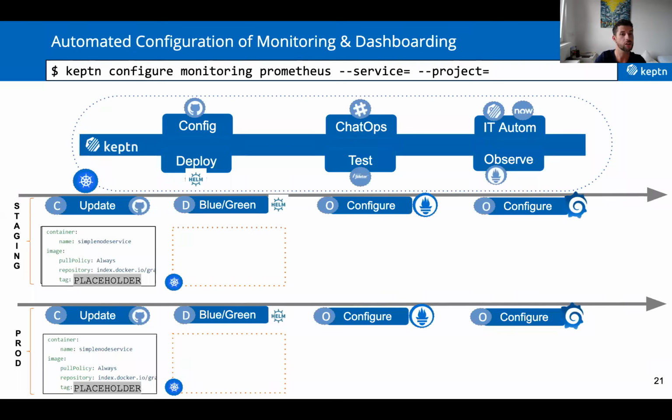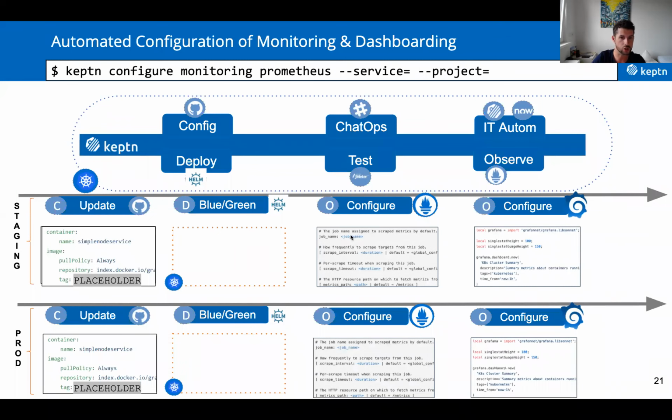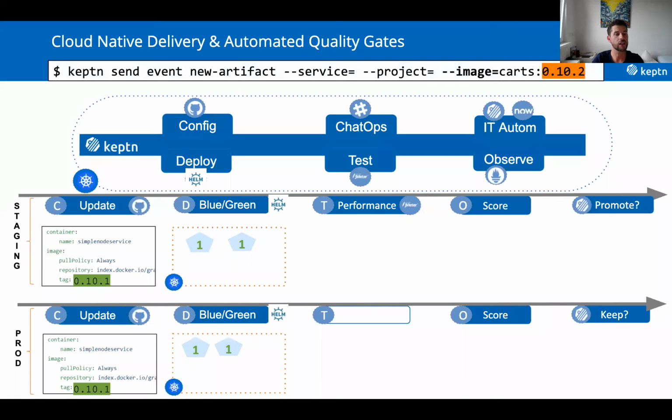Keptn can then configure the monitoring provider based on SLI and SLO files. So you will also add the SLI and SLO files that I've shown you before to the Git repository. And with this, Keptn will then create and generate the scrape jobs, all this configuration, also for Grafana. And finally, you can deploy an artifact. With artifact, I basically mean a new microservice, or a new version of a microservice, by just referring to the new image that you want to deploy.